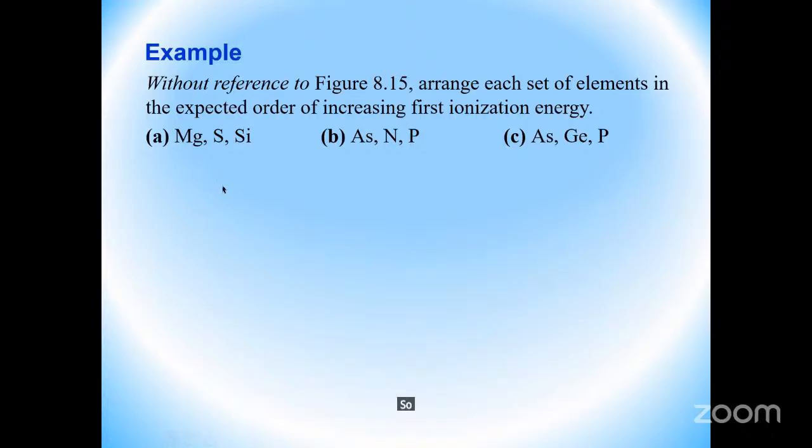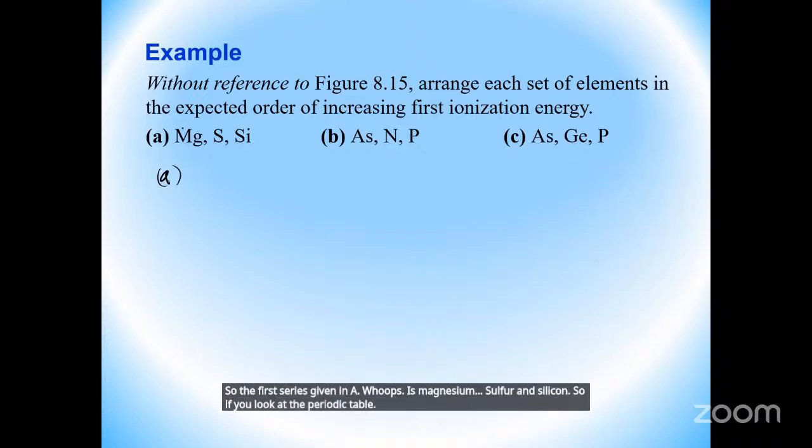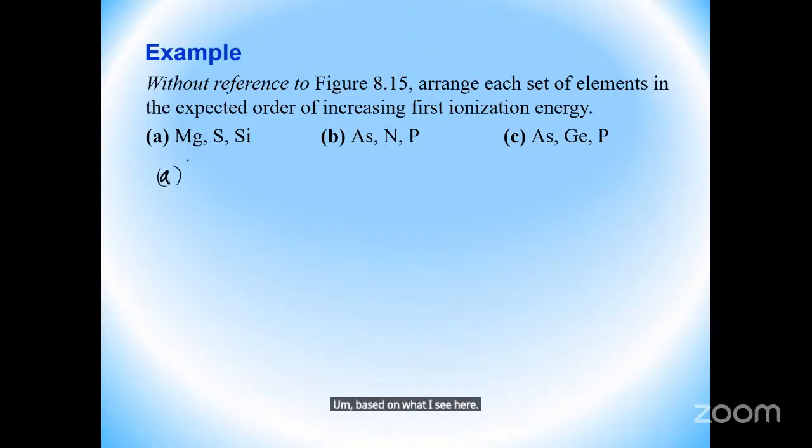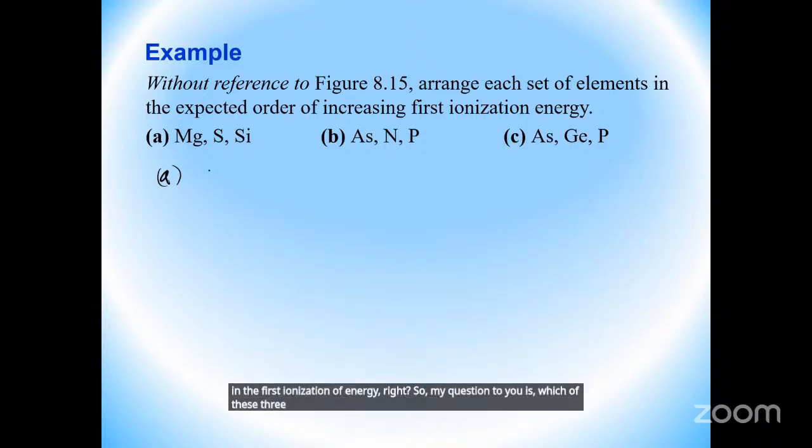So the first series given in A is magnesium, sulfur, and silicon. If you look at the periodic table, they're all in the same period, right? You have magnesium to the extreme left, and then you have silicon somewhere in between, and then you have sulfur closer to the end of that period. Okay, so remember what we said. Going from left to right, there's a general increase in the first ionization energy, right? So my question to you is, which of these three would you expect to have the lowest value for the first ionization energy?